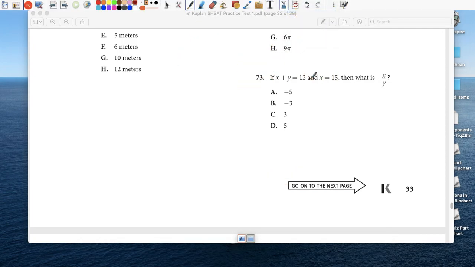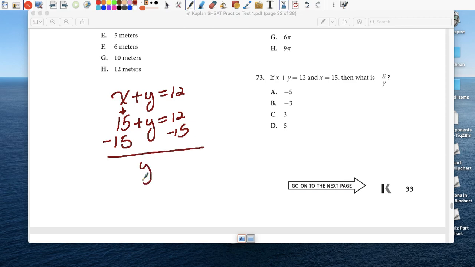73. If x plus y equals 12 and x is 15, then what is minus x divided by y? So x plus y equals 12 and x equals 15, well, let's replace that. So 15 plus y equals 12, we can subtract 15 from both sides, which means y equals negative 3. So now I know that x equals 15, y is negative 3. Okay. So the big problem in this question is the negative sign.